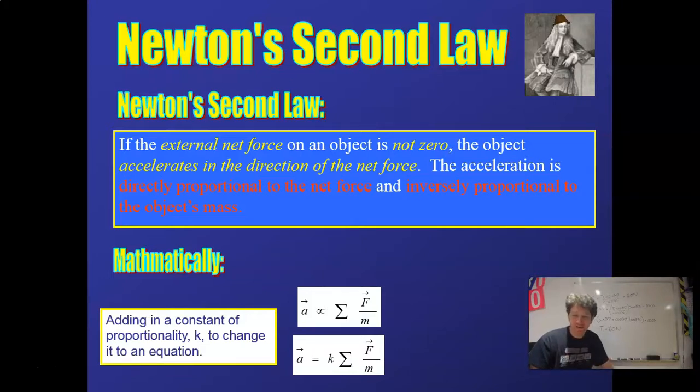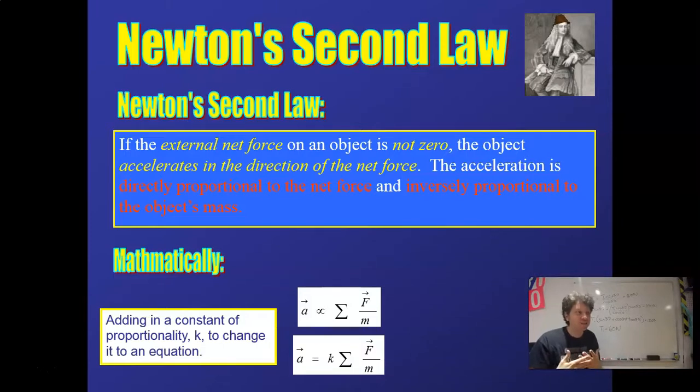Why do we have a proportionality constant? We have a proportionality constant because we've created units for these variables. Right? If you simply say acceleration is proportional to net force, it doesn't matter what units you decide for force or what units you decide for acceleration. If one doubles, the other doubles. If one triples, the other triples.